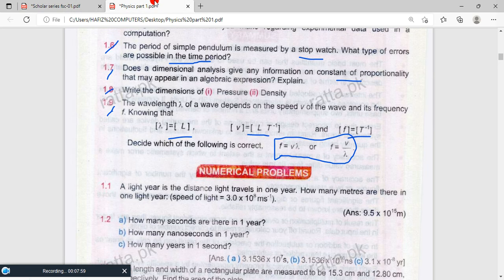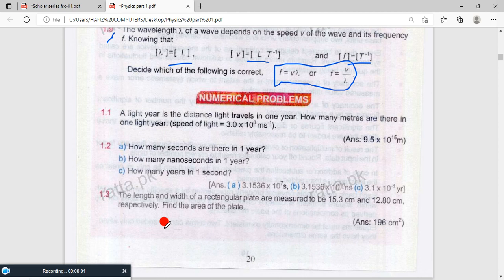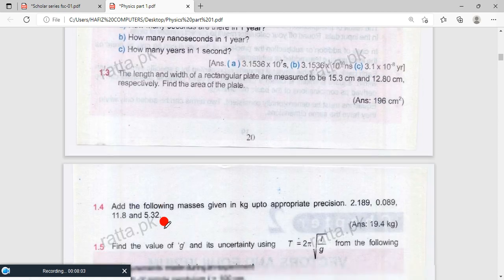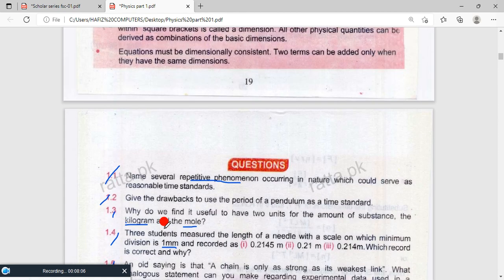This one has to be proved. In the next video I will solve some numerical problems. That's all for this video.